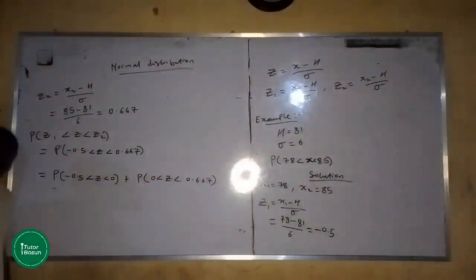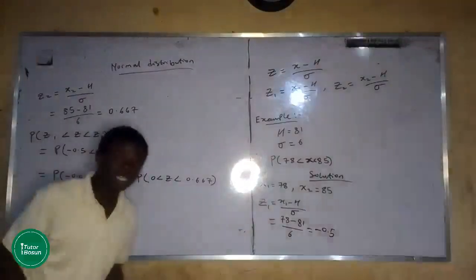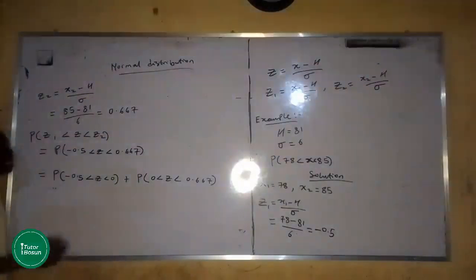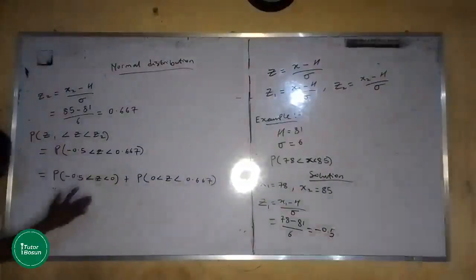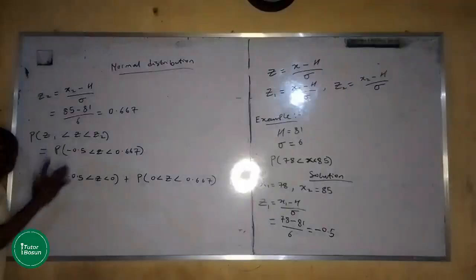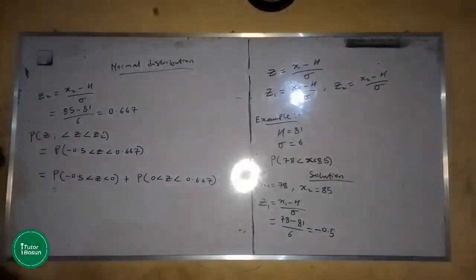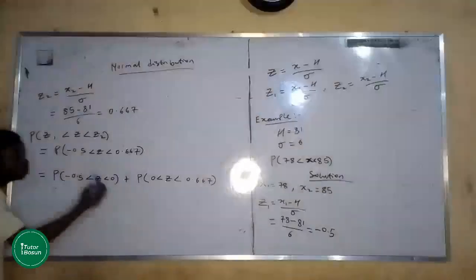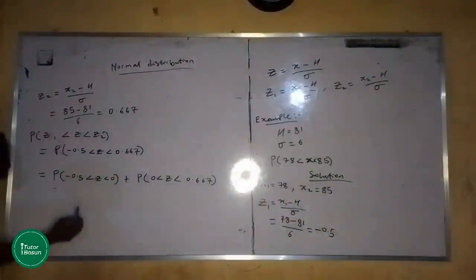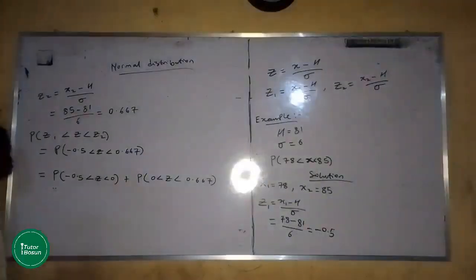so we still need to transform that negative sign to what? To positive sign. But remember that I told us that our normal distribution table is symmetrical. Anything you're having from negative to 0 is equal to anything you're having from 0 to positive. So anything you are going to be having from minus 0.5 to 0 will be the same as anything you are going to have from 0 to 0.5.